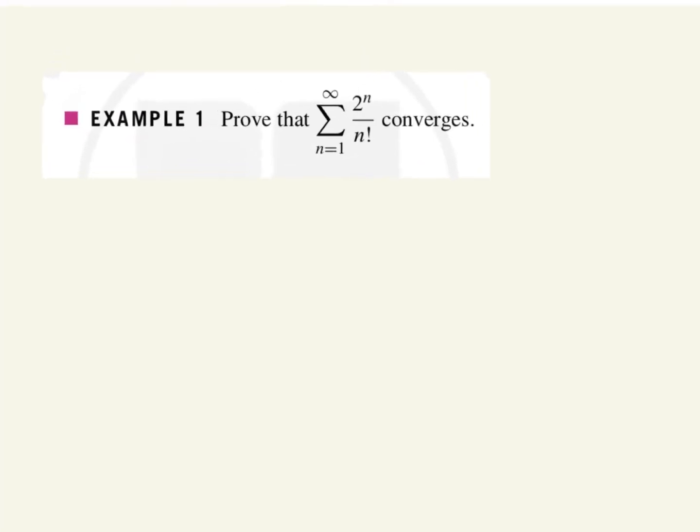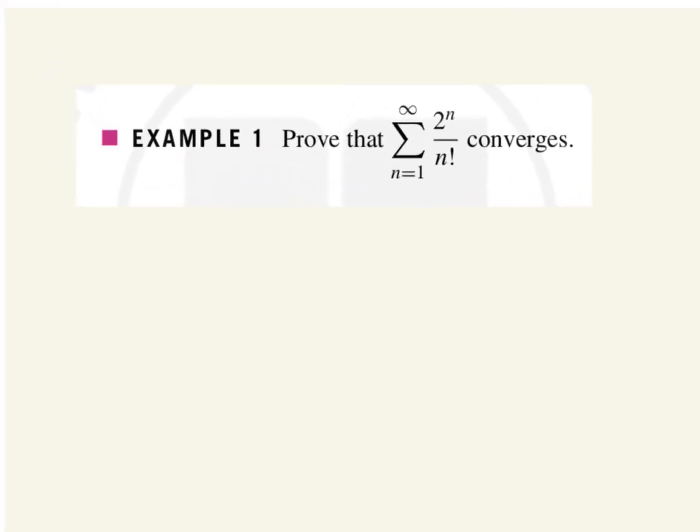So first example, prove that the sum from 1 to infinity of 2 to the n power over n factorial converges. So in order to prove this, for the ratio test, we need the n plus 1 term and the nth term. So I am creating the absolute value of a of n plus 1 over a of n. That's what I'm looking at.